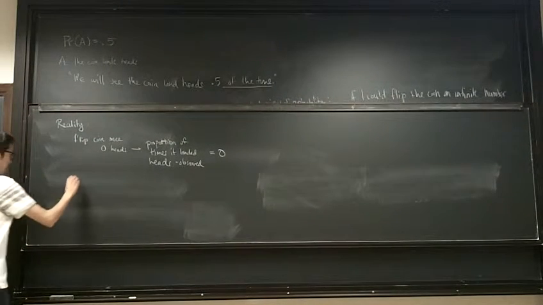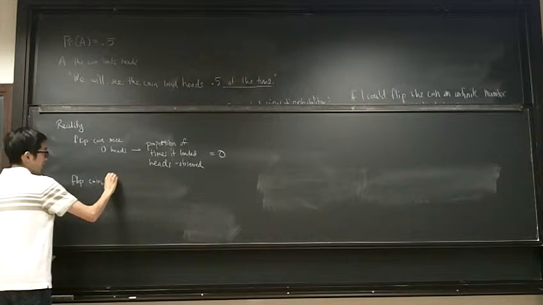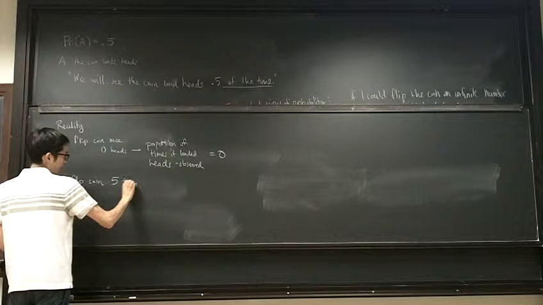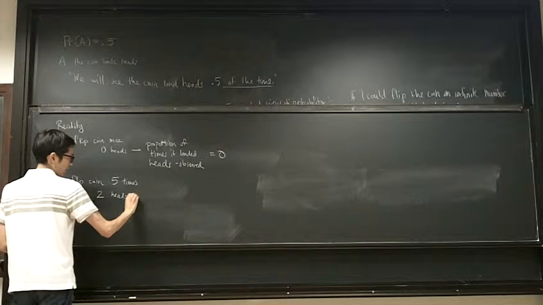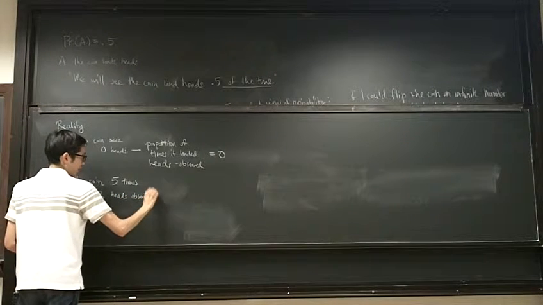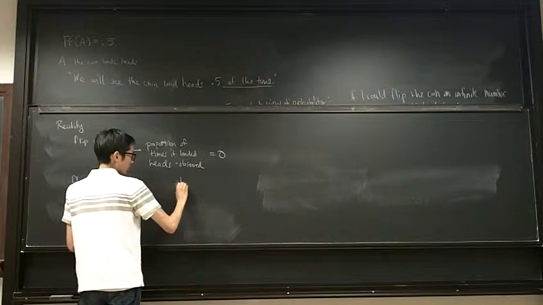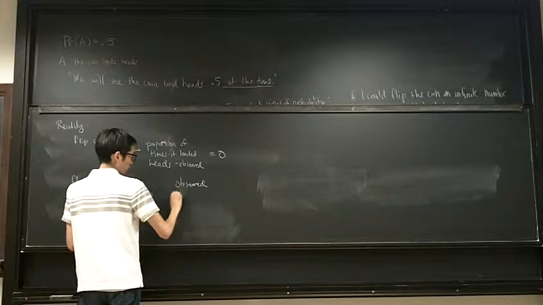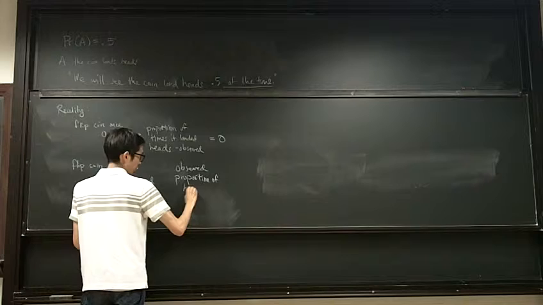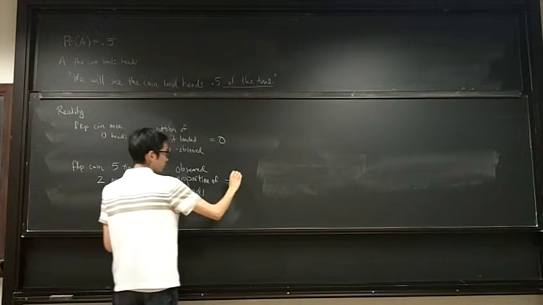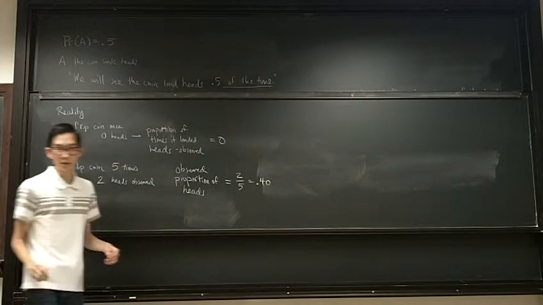And let's say I flip the coin 5 times, and let's say it landed heads twice. 2 heads observed. Okay, so I'm going to just write the observed proportion of heads is equal to 2 out of 5, 0.40.